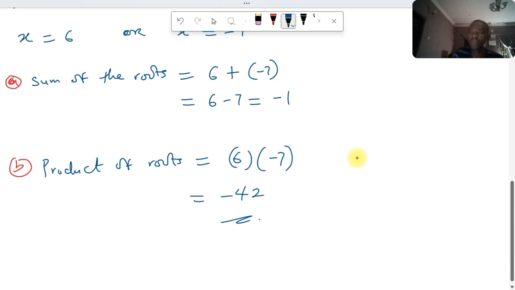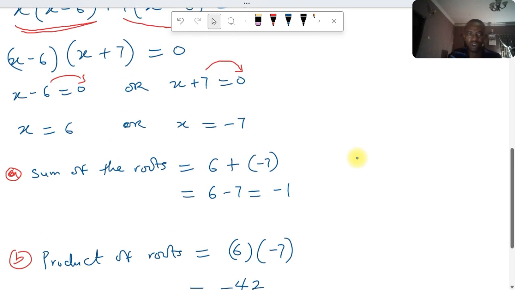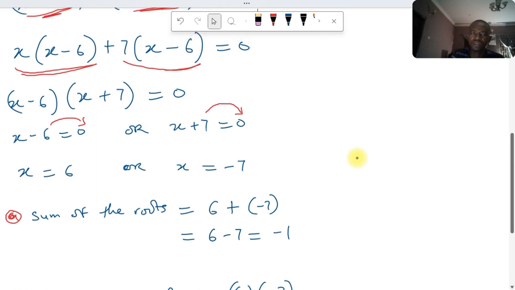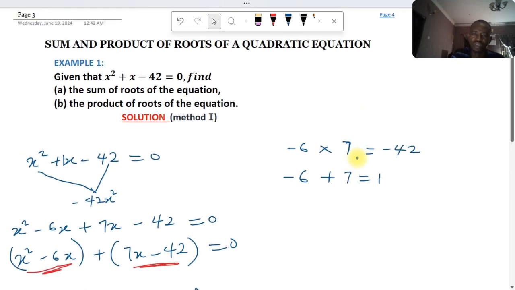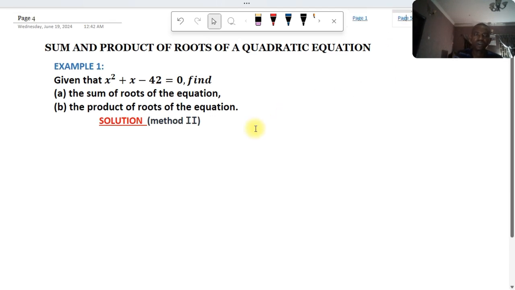But in this case we actually needed to solve before we could obtain the values of x. But in the formula that I showed you the other time, that will be our second method. It's not required. We don't need to solve or know the values of x before we can get the sum and the product. So how do we achieve that? Let's check our next method. Now here we have the same question, but we are going to method 2.